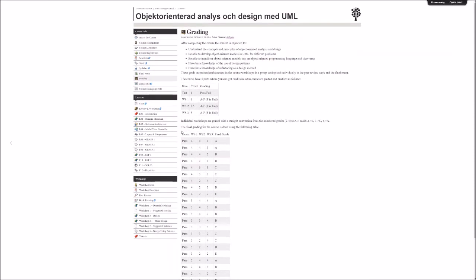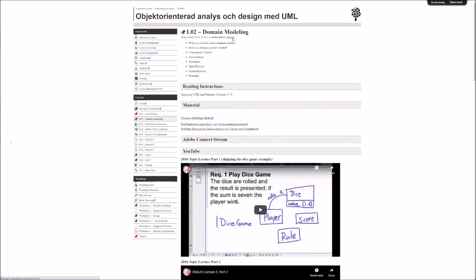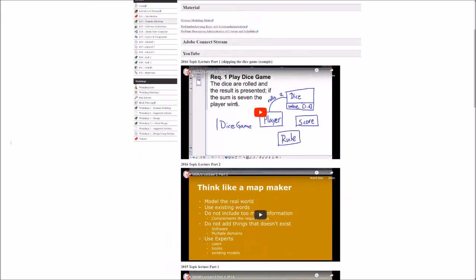Next is the block of lectures. There is really nothing strange here. You will find some information about what you will learn. You will get some reading instructions and possibly some extra materials, slides for example. Then we have the recorded topic lectures. Most lectures have 2 parts. So this is the first part and this is the second part.